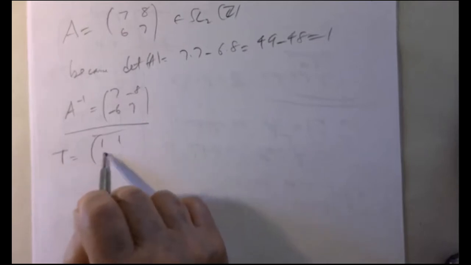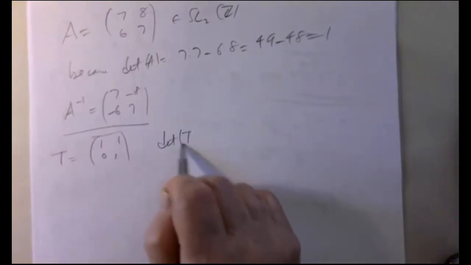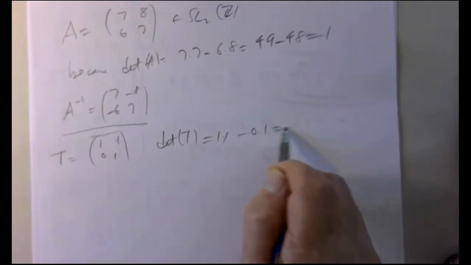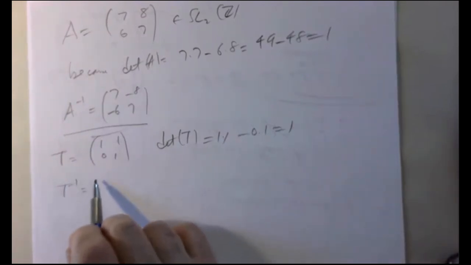Here's another nice matrix, which is in SL2Z. Suppose T is the matrix 1, 1, 0, 1. That's pretty simple. So the determinant of T is 1 times 1 minus 0 times 1, which is 1. And T inverse is 1, minus 1, 0, 1.